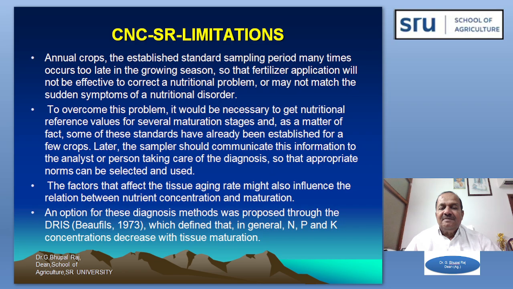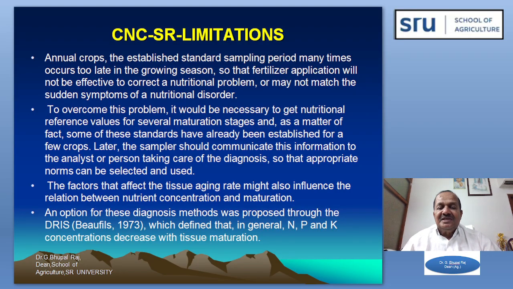In annual crops, the established standard sampling period many times occurs too late in the growing season, so that fertilizer application will not be effective to correct a nutritional problem or may not match the sudden symptoms of the nutritional disorder. If the sampling stage is a latter stage, by the time we analyze and find the nutrient deficiency, the growth stage for correction will have passed. So it does not match the sudden symptoms of the nutritional disorder.